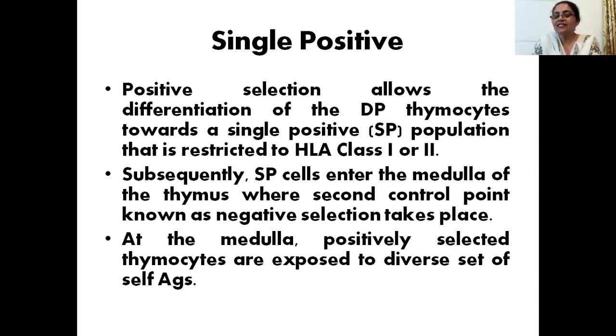When they are selected, they are tested again. Then all those which show single positive, that means they are attaching to either class 1 or class 2, are kept, and all others are removed. That was the second control point.